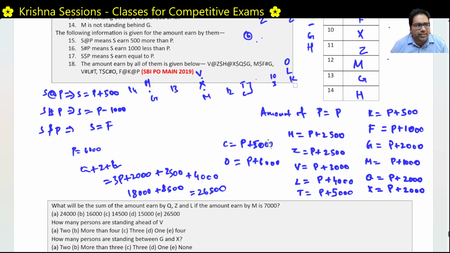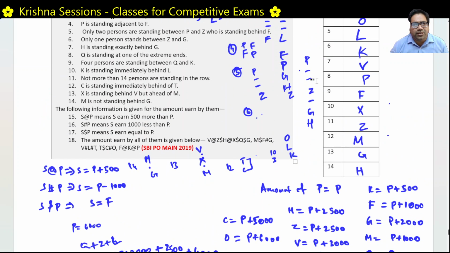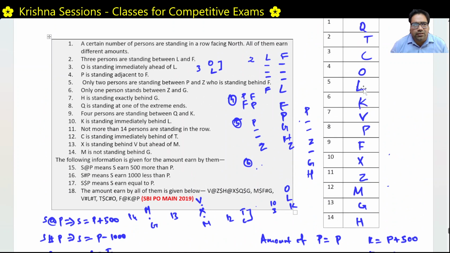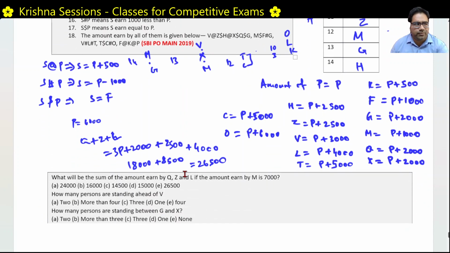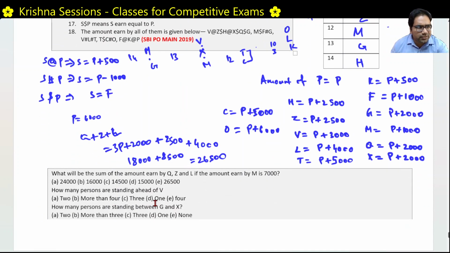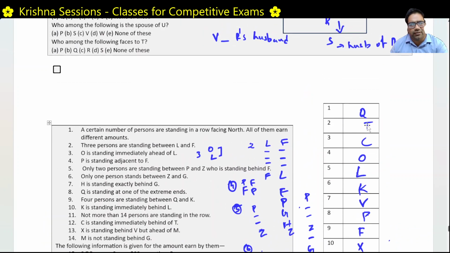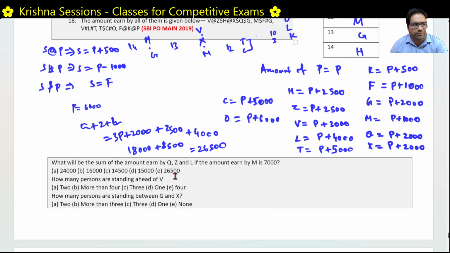How many persons are standing ahead of V? Ahead of V, how many are there? 1, 2, 3, 4, 5, 6. 6 people are there ahead of me. Right. There are actually more than 4. 6 people are there, right? We have there 1, 2, 3. V is the seventh one. So 6 people are ahead of V.